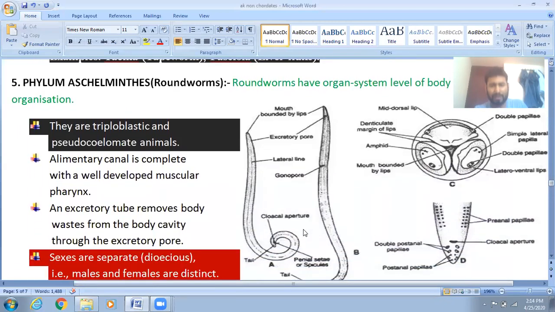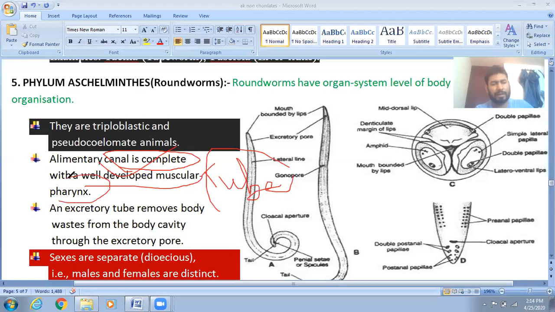Okay. So the next point they have given is the alimentary canal. If you see the alimentary canal, it is complete. This type of organization is also called tube within tube. Such type of organization has already been asked once in the NEET examination. So tube within tube animals show such type of organization. Alimentary canal is complete with a well-developed muscular pharynx. The muscular pharynx is used for attachment with the host.